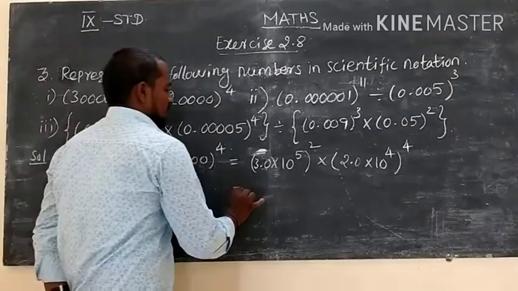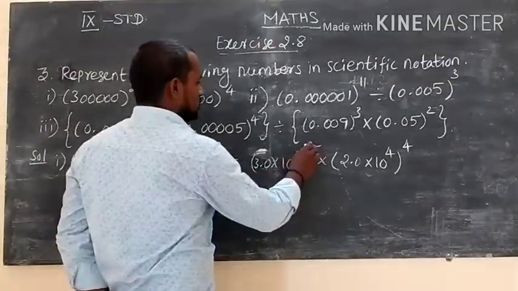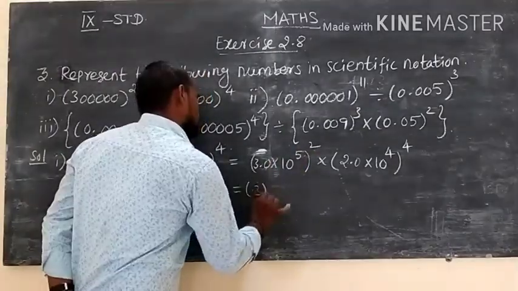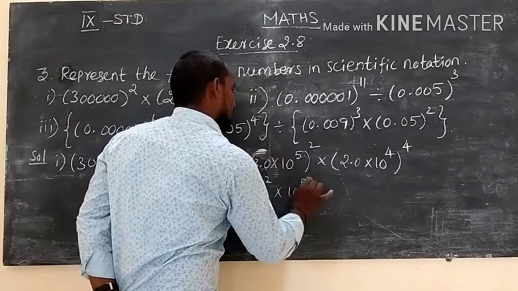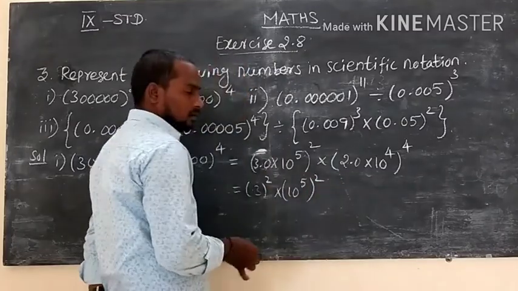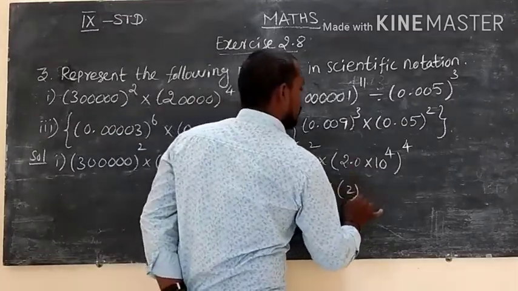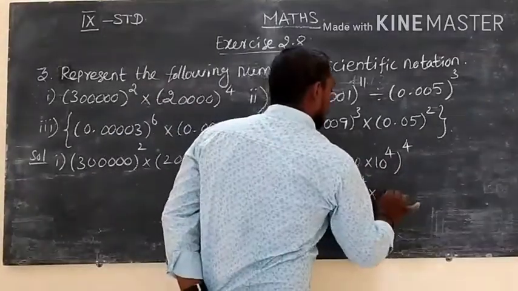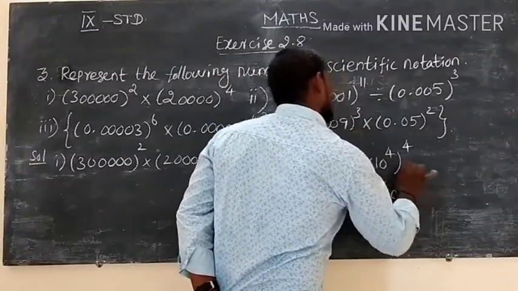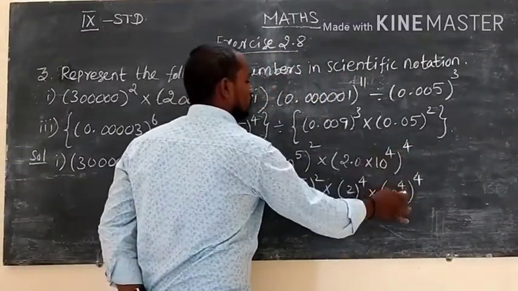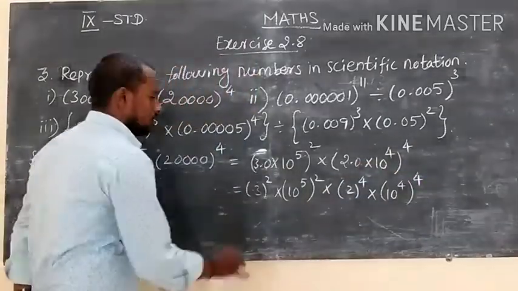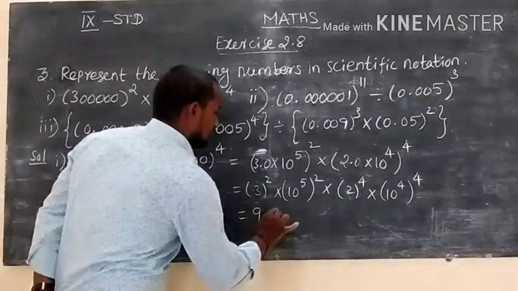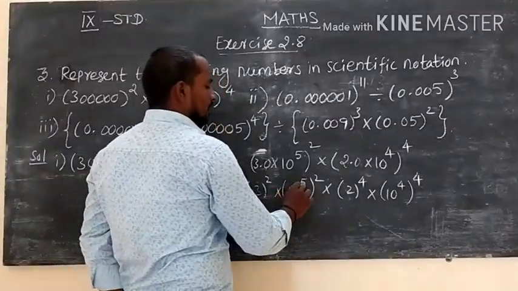Then expand the power; this 2 is common for both the terms. So 3 power 2 into 10 power 5 the whole square. In the same manner, 2.0 can be written as 2, into 10 power 4 the whole power 4. This 10 power 4 also gets the power 4, which is equal to 3 square. What's the value? 9. 3 threes are 9, into 10 power, (a power m) the whole power n.